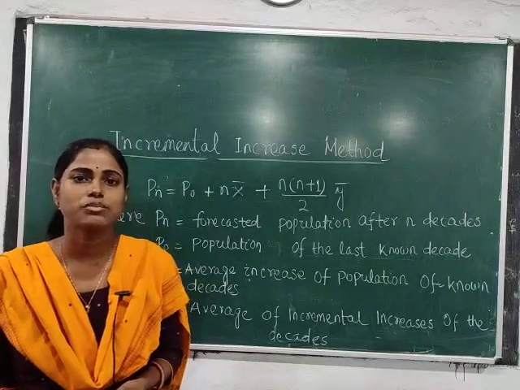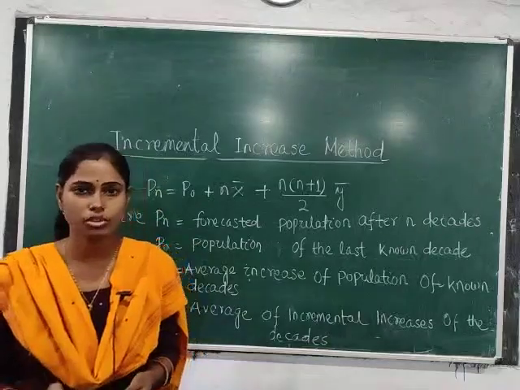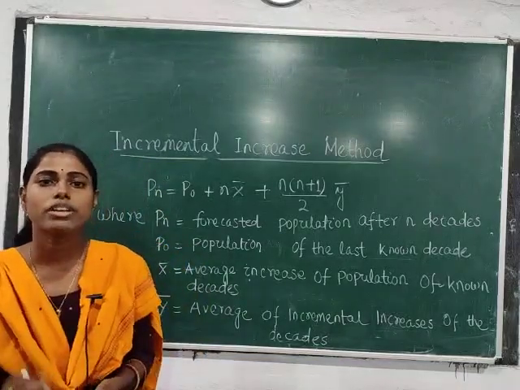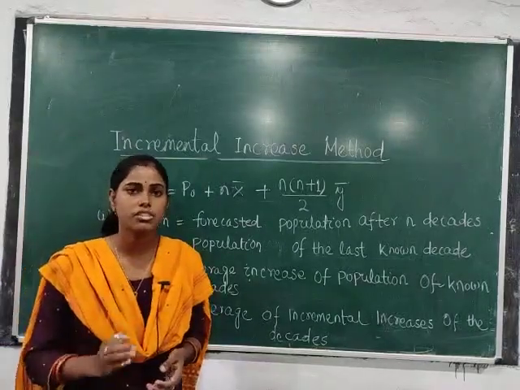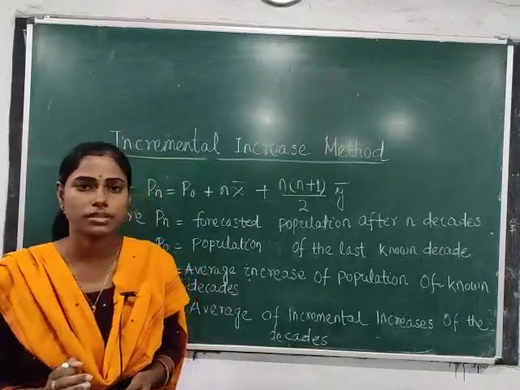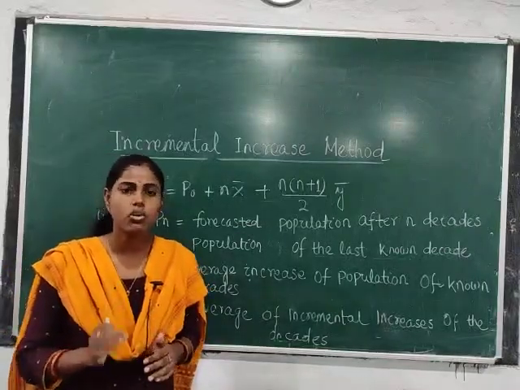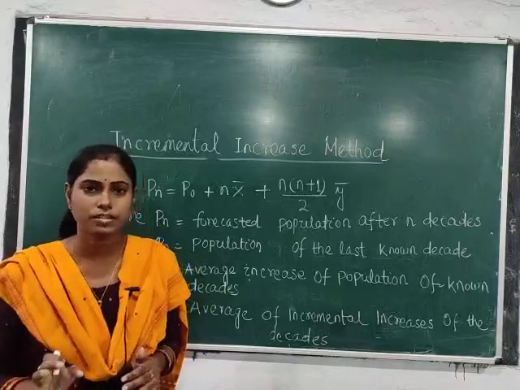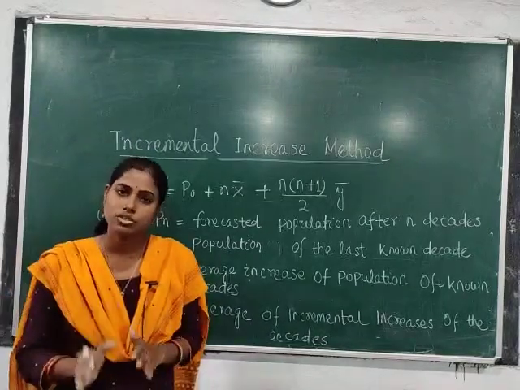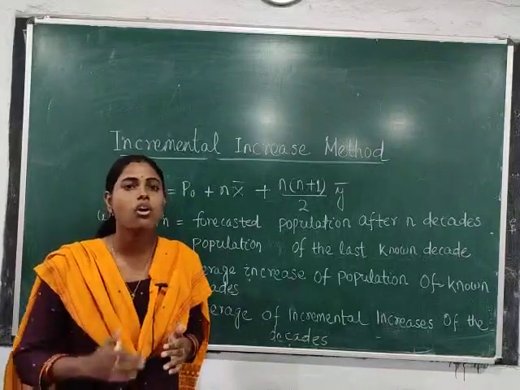In the last class we discussed the geometrical increase method of population forecasting, and today we are going to discuss the next method, that is the incremental increase method of population forecasting. In this method the per decade growth rate is not assumed to be constant as in the previous case. Here it is assumed that the growth rate is progressively increasing or decreasing.